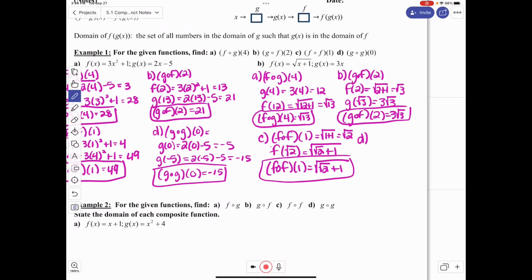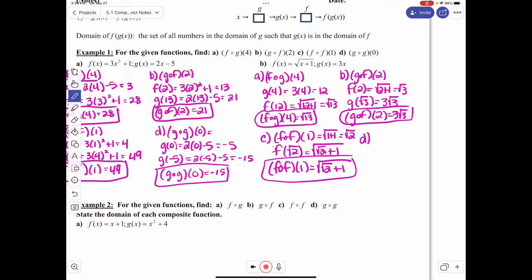And for D, we have g of g of 0. We start with g of 0, which is just 3 times 0, which is 0. So we plug in 0 again, and we get the same thing again. So g of g of 0 equals 0.